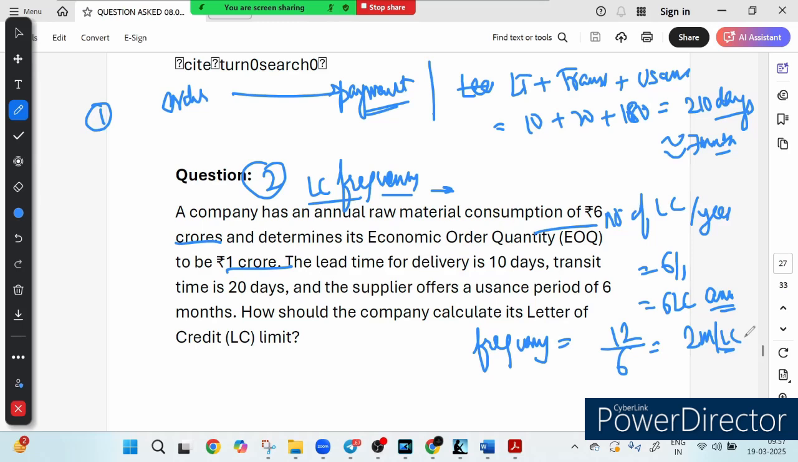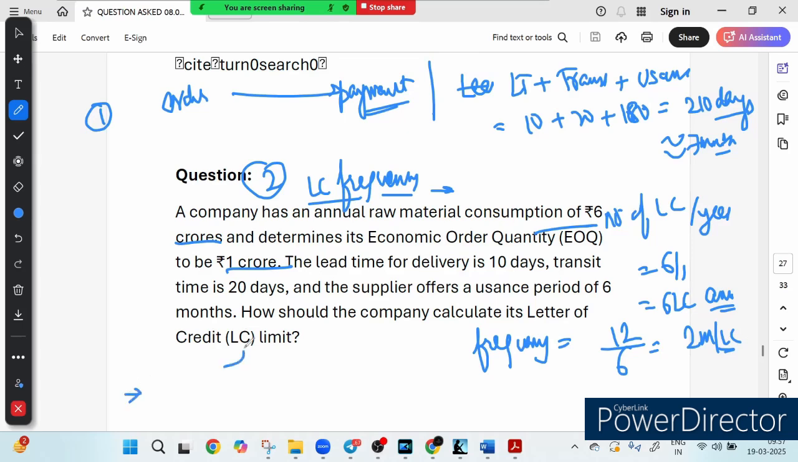So friends, till now we have seen 3 steps. In step number 1, we calculated the period for which LC remain outstanding. In step number 2, we calculate the number of LC per year. Then we calculate the LC frequency, which is 2 months per LC. Now we determine the number of LC outstanding at any time. How many LC will remain outstanding at any particular time?